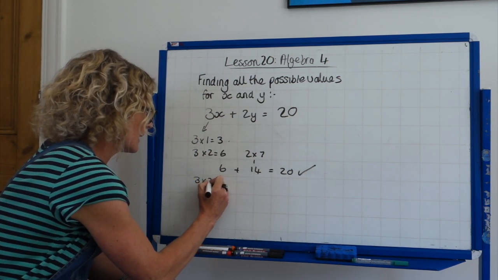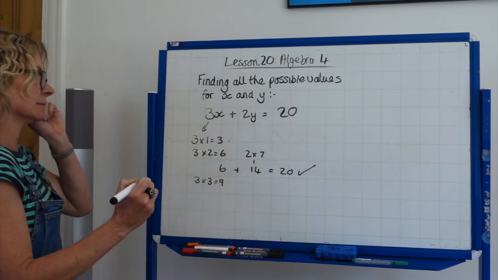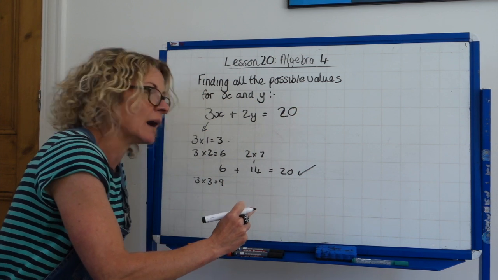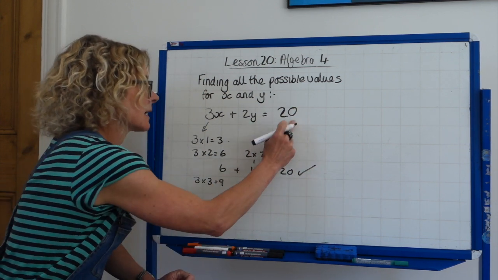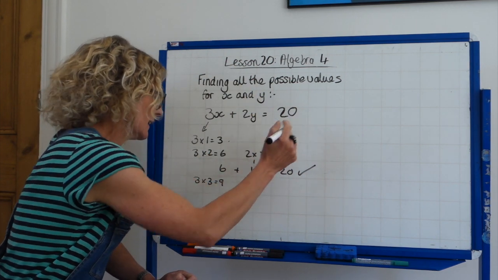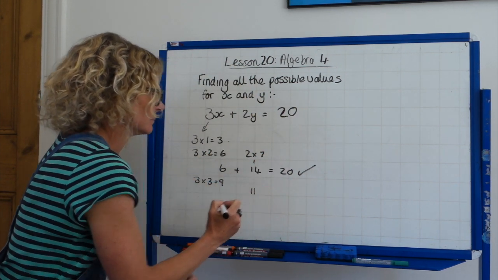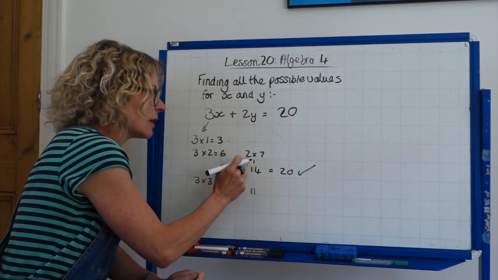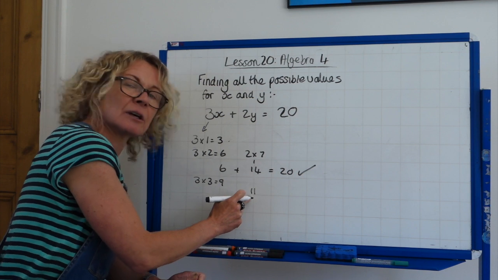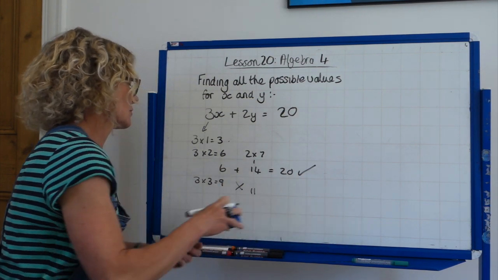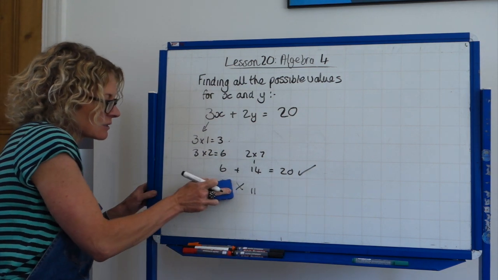3 times 3 equals 9. Okay, let's take the 9 away from the 20 to see what the 2y could be. 20 take away 9 equals 11. Another odd number. So there's going to be no multiples of 2 that are going to make 11. So again, that is not going to work. So 3 times 3 is not going to work.